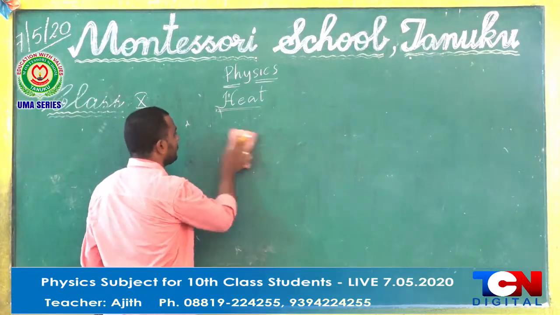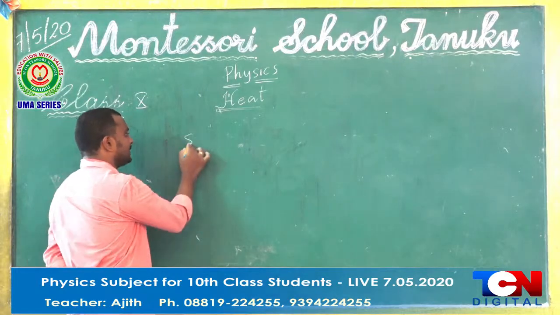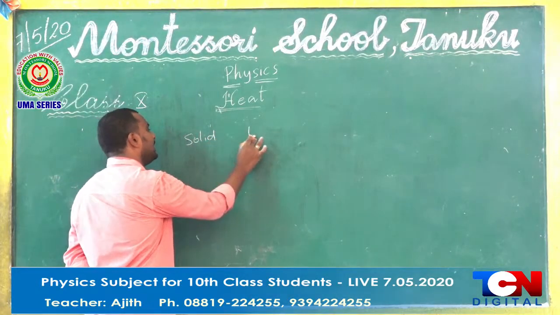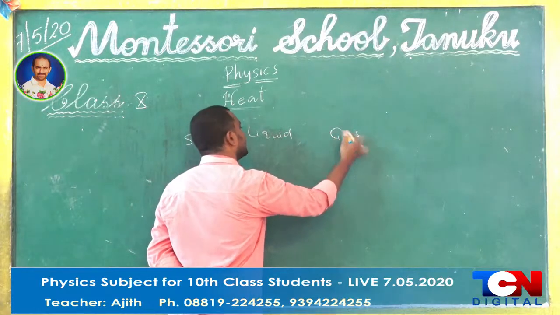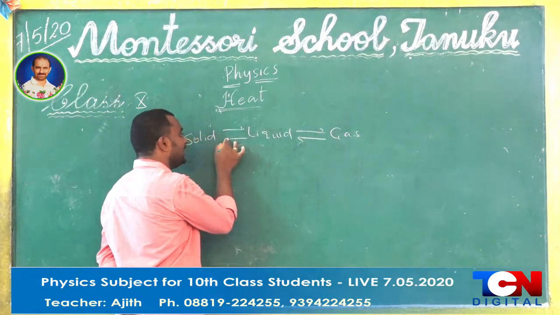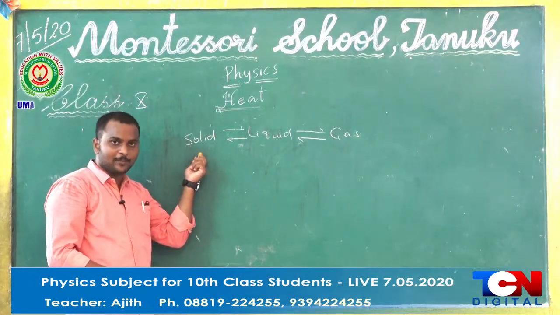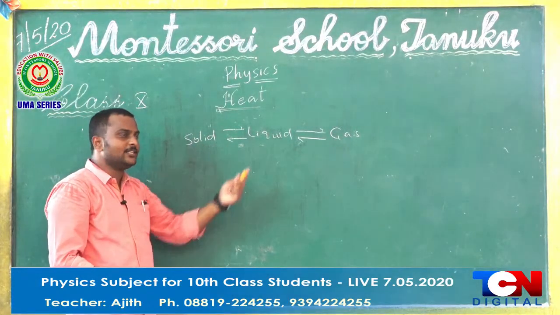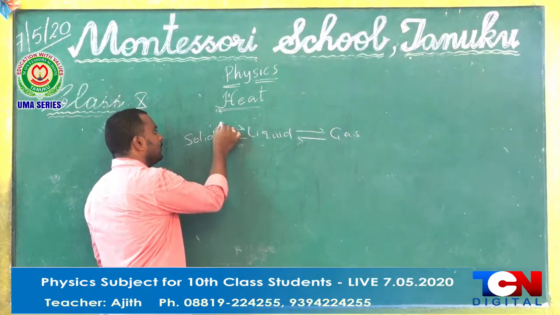Next, let us see the conversions of the states. Matter is converted into three states: solid, liquid and gas. So we have conversion from solid to liquid, liquid to gas, gas to liquid and liquid to solid. When you supply heat energy to a solid, it converts into liquid. This process we call melting.